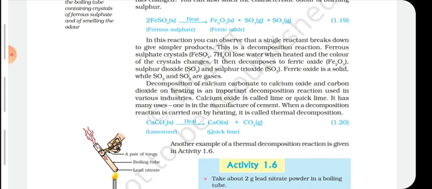Okay, they have also given us the example of limestone, also known as calcium carbonate, CaCO3. In the presence of heat it will give you calcium oxide plus carbon dioxide. Okay students.